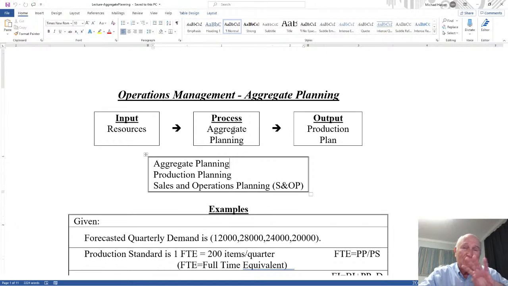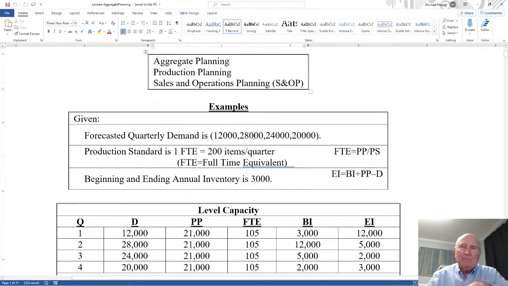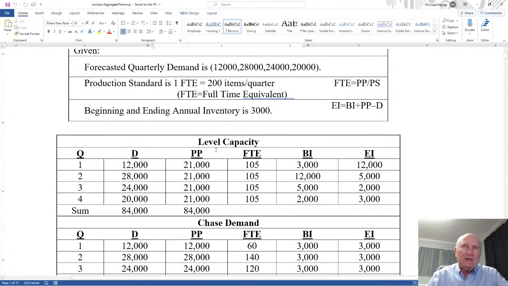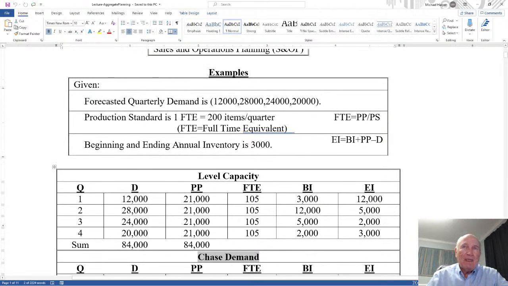As it turns out, looking at those 4 things and managing it, you can get some pretty strong and powerful types of plans within an organization. Okay, so let's look at some examples. Let's start with strategies. There are two pure strategies, a level capacity strategy and a chase demand strategy. These are referred to as pure strategies. Well, let me illustrate.